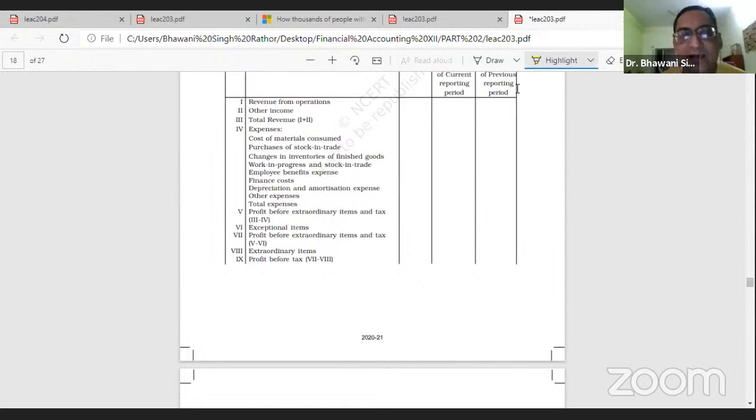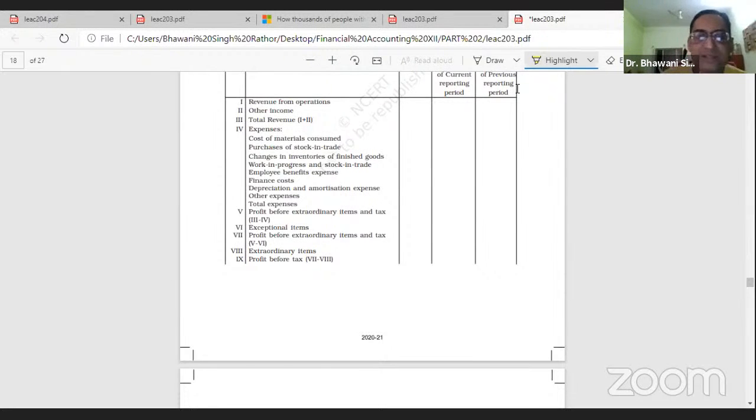Then the total expenses are deducted from the total revenue so that we get the profit before tax. We get the profit before tax by deducting the total expenses from the total revenue of the company for that accounting year. So this is profit before tax. On the profit before tax, you apply the tax and you get the profit after tax, which is the final figure of the income statement. So that is the simplest form of the profit and loss statement.